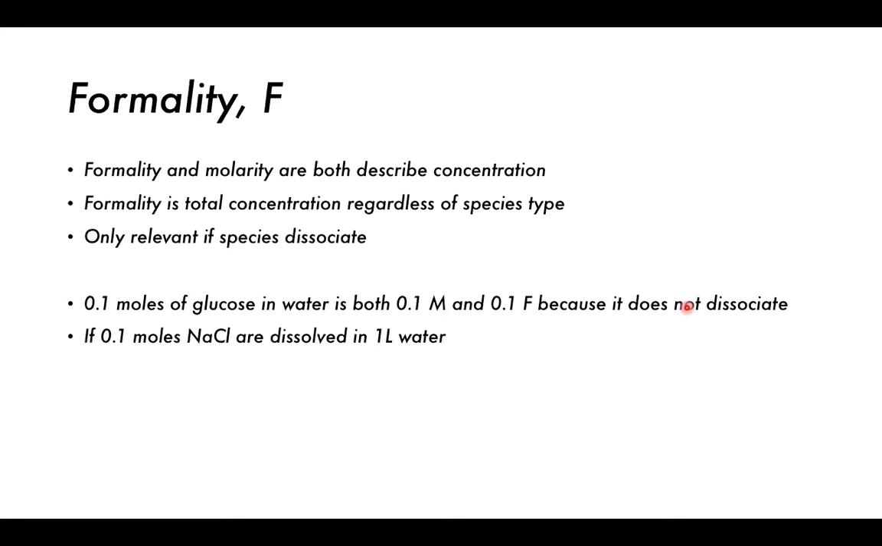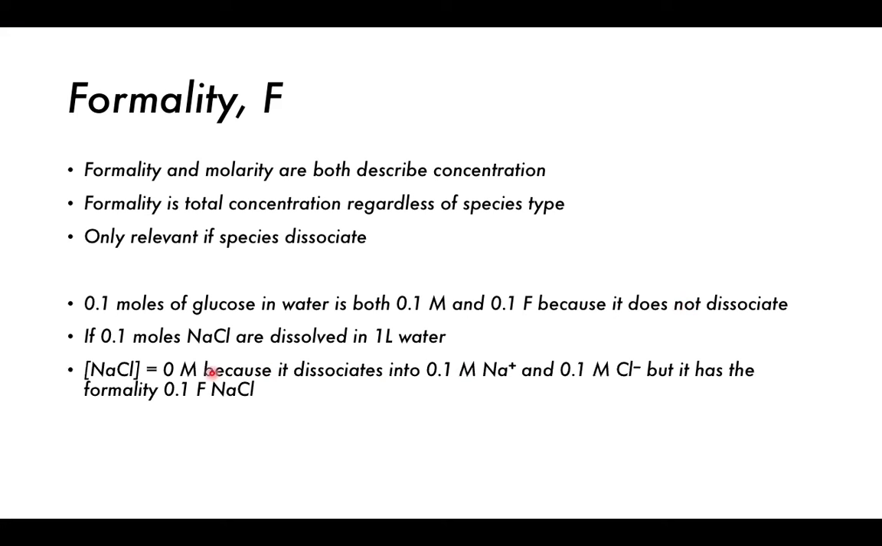Whereas whenever we're considering a salt, such as sodium chloride, if we dissolve that in 1 liter of water, we would assume that we would have a 0.1 molar solution of NaCl, but formally we don't, because what happens is the NaCl actually dissociates. So there is no more NaCl in solution, at least in this relatively dilute solution. And so we have a 0 molar concentration formally, because it dissociates into 0.1 molar Na+ and 0.1 molar Cl-. But it has the formality of 0.1 formal concentration of sodium chloride.